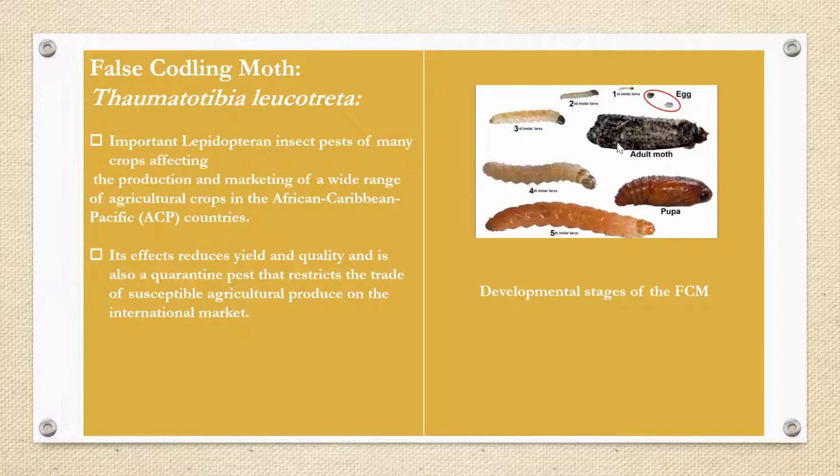So these larval stages are in 5 stages. As they continue to feed, you see them expanding in size and changing color. This is the last larval stage before it drops to the ground and pupates.